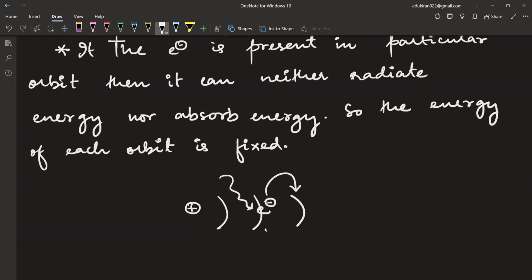But if the electron sees that this shell is vacant and it wants to jump here, as soon as the electron jumps here, it will radiate energy. So the electron can radiate energy and can absorb energy, but not while staying in the same orbit. As soon as it absorbs energy, it will jump to another orbit. If it radiates energy, it will level down. So level up होगा if it is getting energy.